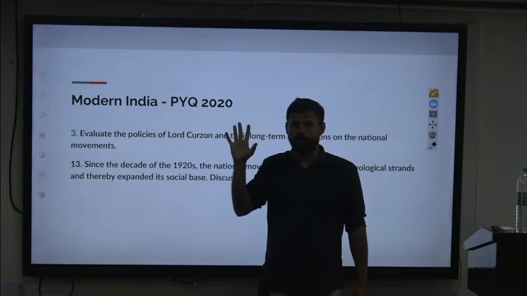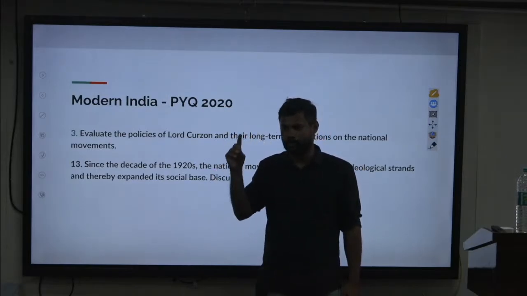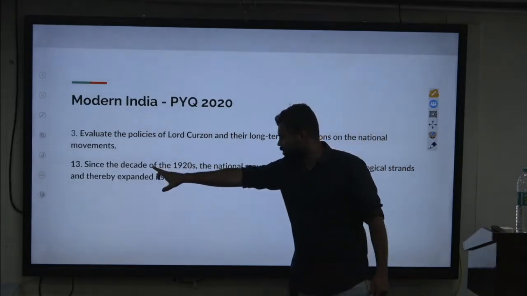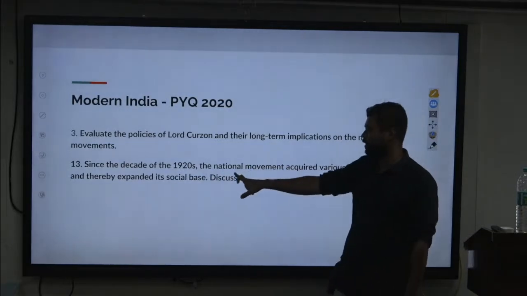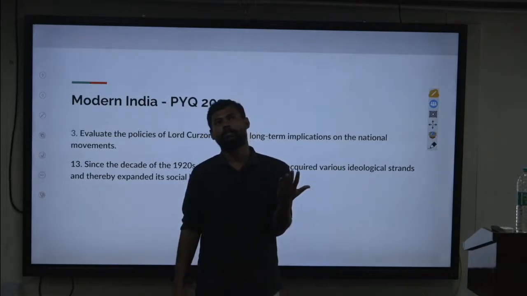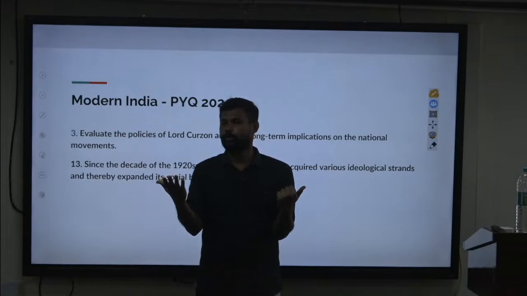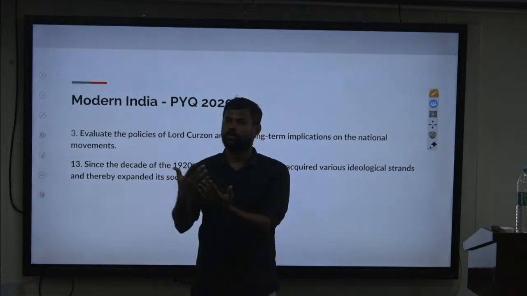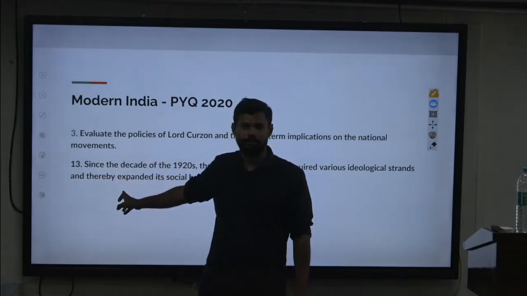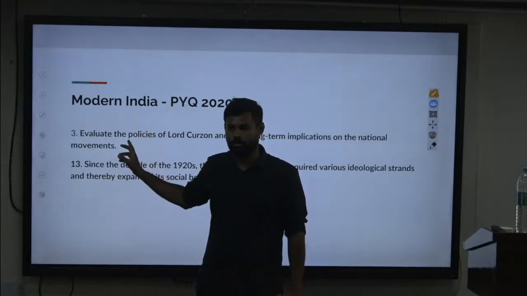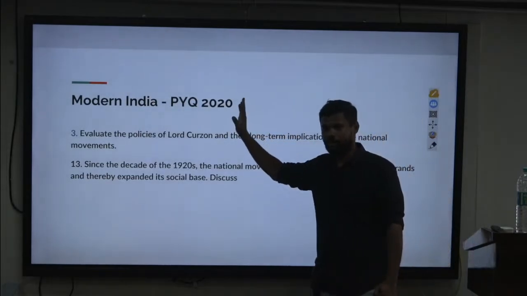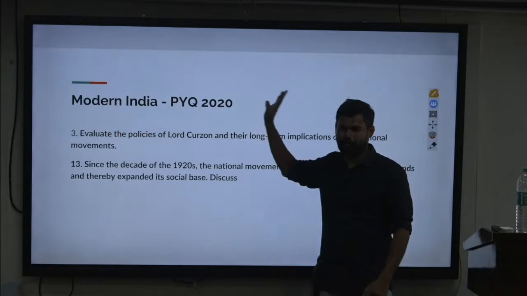So the temporal approach is what I am trying to emphasize. History is a temporal approach. If you don't know the temporal approach, you will not be able to answer. Let us say: since the decade of 1920s, the national movement acquired various ideological strands. If you think event-wise, in 1920s there was NCM, what happened in NCM? Then in 1920s there was the Nehru Report, what happened in the Nehru Report? In 1930s there was the civil disobedience movement, what happened here? If you think like this, you will not be able to answer. Event-wise should never be the approach for history. Got it? So this is about modern India. 2020 we will be discussing more, but for now, for the paucity of time, three years is enough.